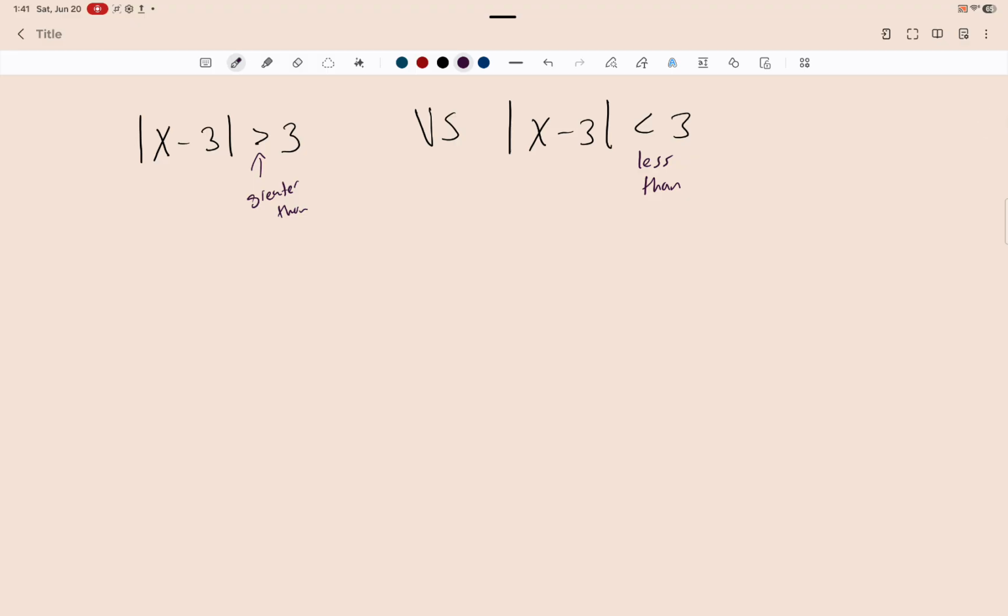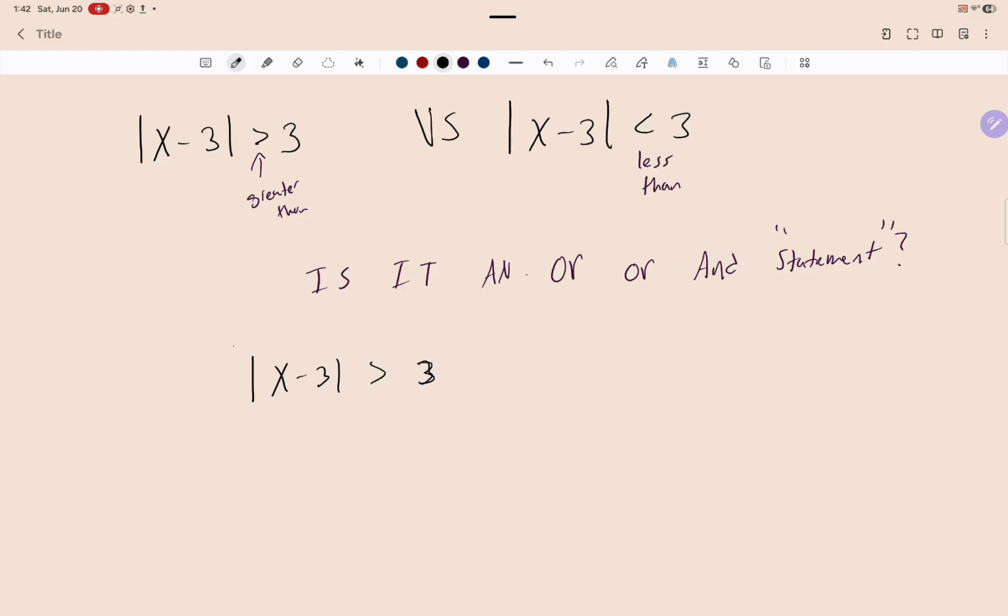So what I mean by this is we have to think about, is it an or statement or an and statement? So the way to remember whether the problem is an or or an and, let's think about it like this.